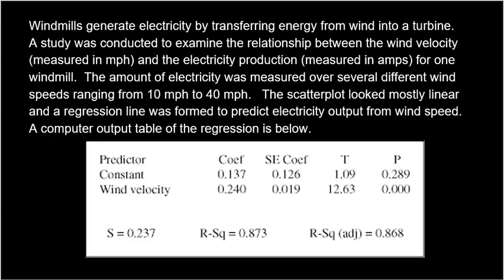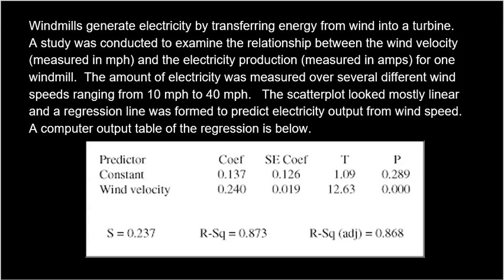Here is the problem. Windmills generate electricity by transferring energy from wind into turbine. A study was conducted to examine the relationship between the wind velocity, measured in miles per hour, and electricity production, measured in amps, for one windmill. The amount of electricity was measured over several different wind speeds, ranging from 10 miles per hour to 40 miles per hour. The scatter plot looked mostly linear, that's awesome, and a regression line was formed to predict electricity output from wind speed. A computer output table of the regression is below.